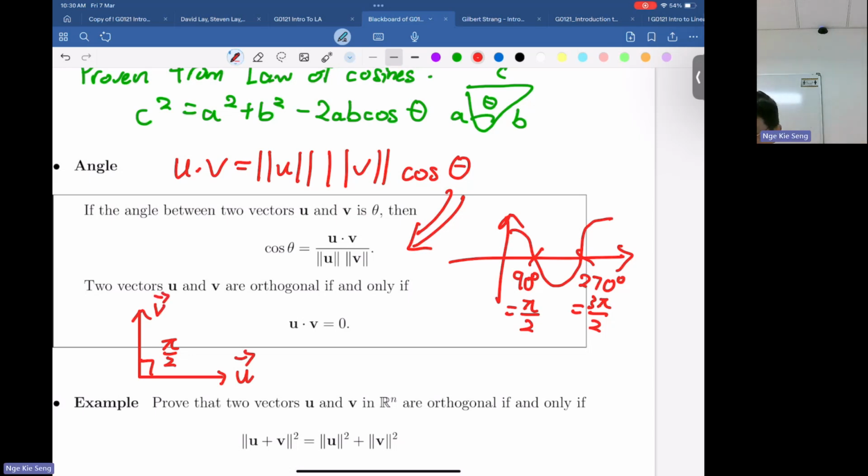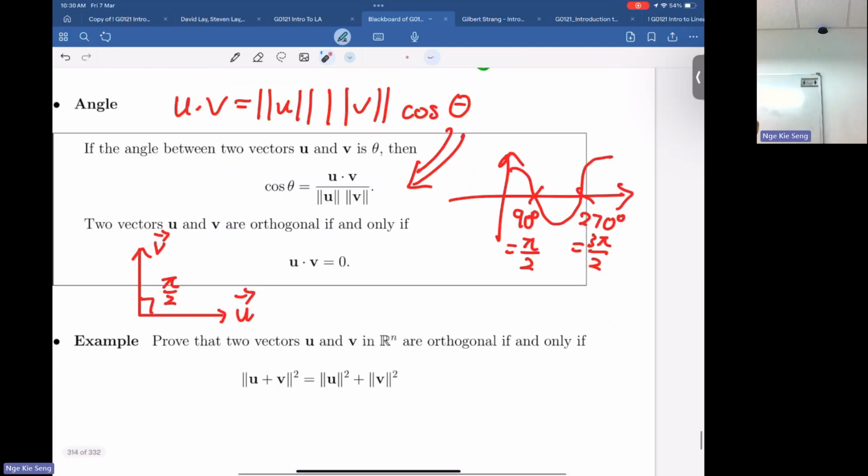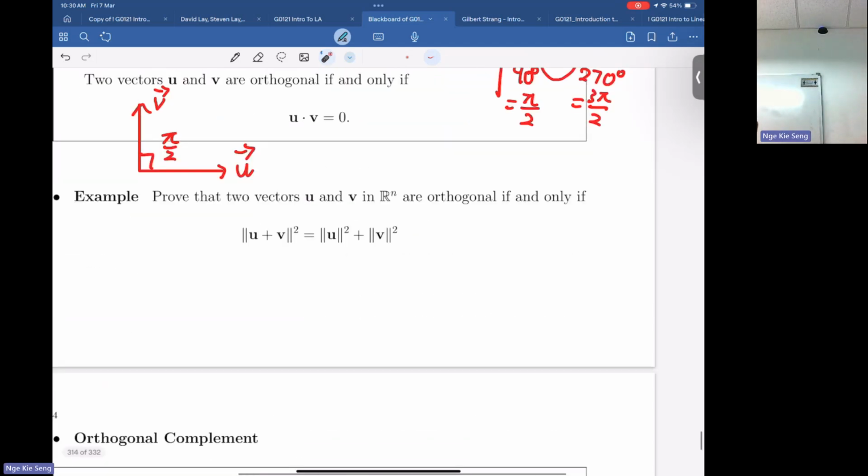Okay, why is it true? This is coming from this angle formula here. So far okay? No question? No? Okay, straightforward then.